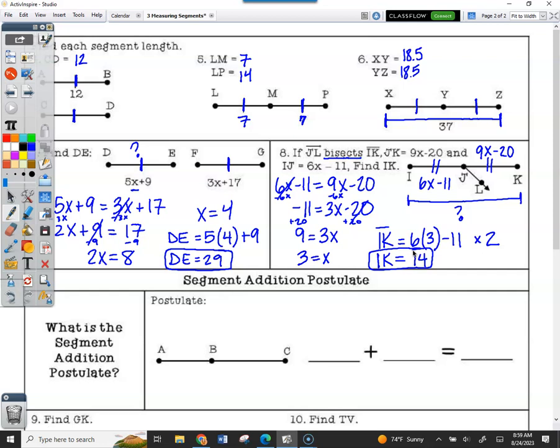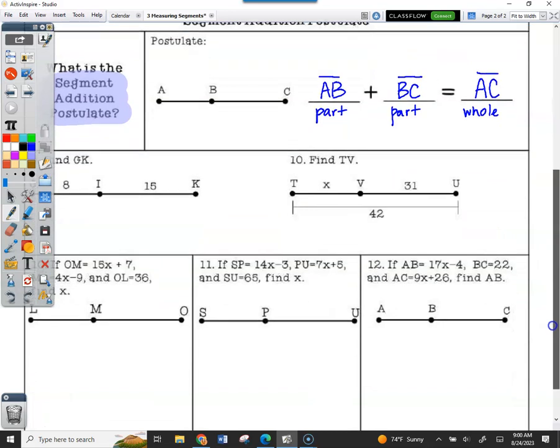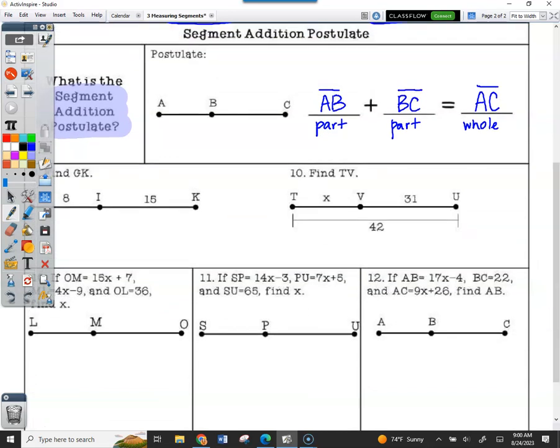Okay, we're getting to the segment addition postulate, which is exactly what we did yesterday with the angle addition postulate. Take your highlighter and highlight segment addition postulate. Here's what the postulate says. Part plus part equals whole. First part is AB, second part is BC, what's the whole thing? AC. Remember when you're writing a segment, you just use two letters.